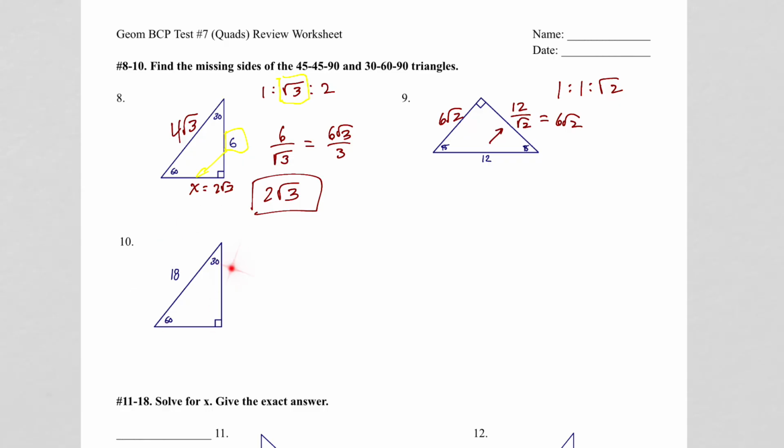All right, this is a 30, 60, 90 triangle, so the ratios apply here. This is the 2 side. The short side is half of that, so the short side is 9. And the long side is root 3 times the short side, so this is 9 root 3.